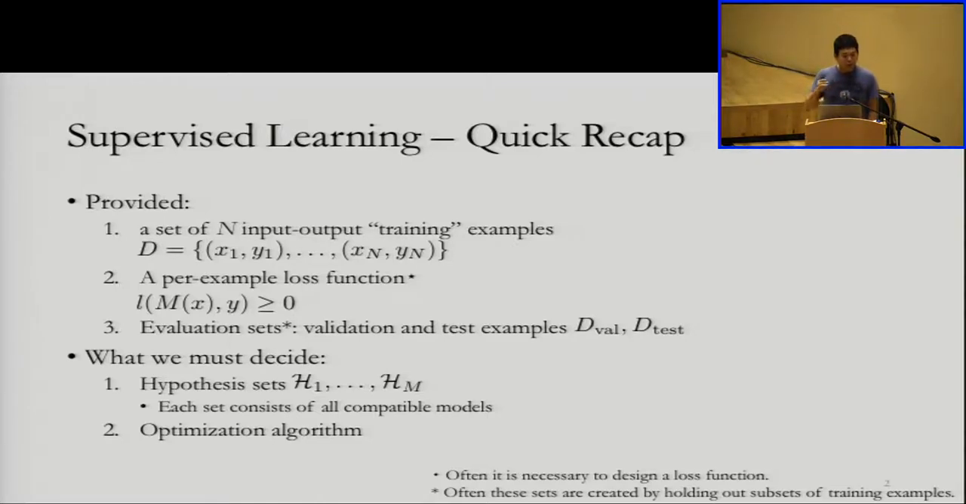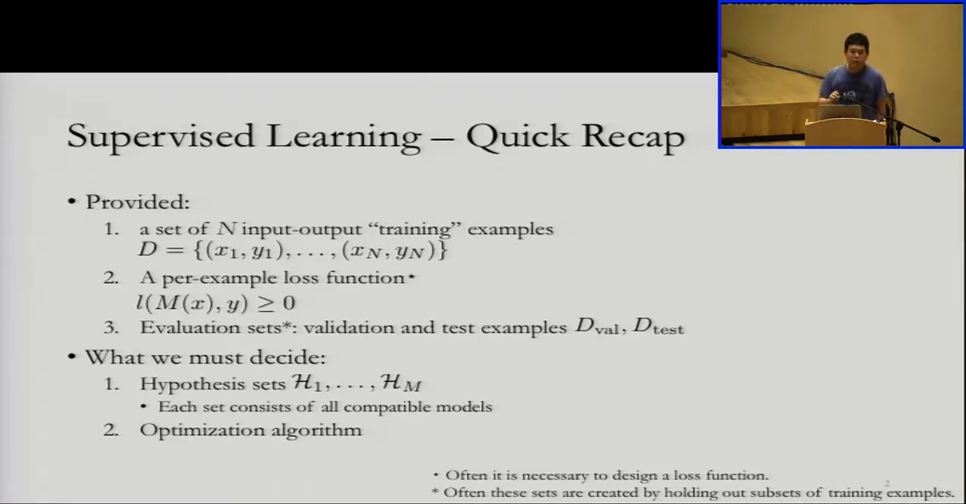Then we define a per-example loss function. Either we define it, or somebody else gives it to us. You probably heard about how to use a softmax and the cross-entropy loss during the practicals, and for other types of problems, you may have heard about the ranking loss and so on. In addition to the training examples, we have 2 separate sets of examples, one called validation and the other called the test set.